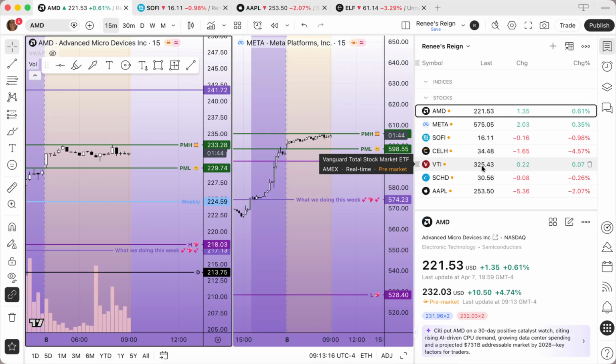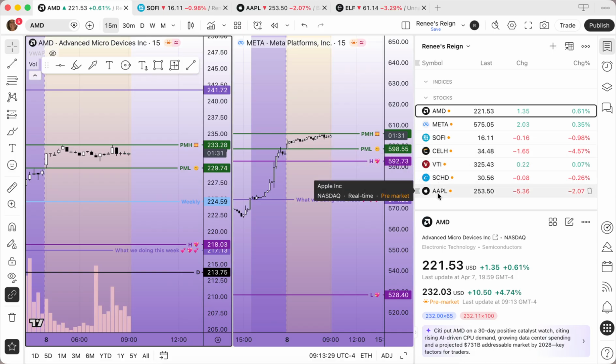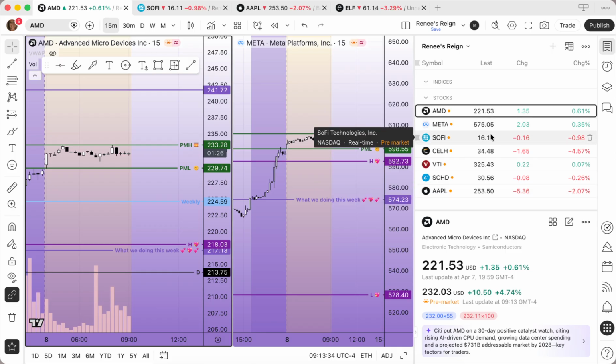But I do not jump in and out of my index fund, nor do I jump in and out of my SCHD, which is the dividend ETF that I purchase. They are what they are, so I kind of keep them together lower. And Apple's just here because we've been talking about Apple. But so I have AMD, Meta, SoFi, Celsius. Those are basically the four assets that on a day to day basis I'm adjusting and watching, and I'm just adding when it makes sense to add and what have you.